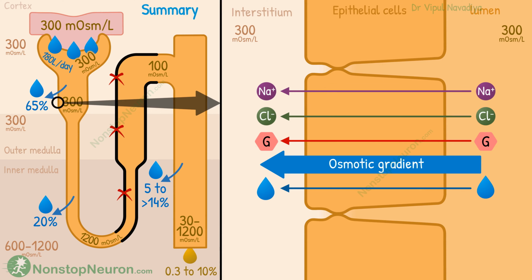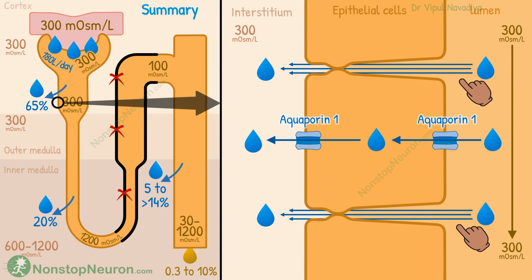Now let's have a quick summary. Water is filtered freely at the glomerulus. So osmolarity of filtrate is 300. The proximal tubule reabsorbs 65% of filtered water. The driving force for this reabsorption is the active reabsorption of solutes, which creates an osmotic gradient. The mechanisms are paracellular movement, as well as transcellular route, involving Aquaporin 1. The osmolarity of the fluid at the end of proximal tubule is the same 300 milliosmoles per liter.